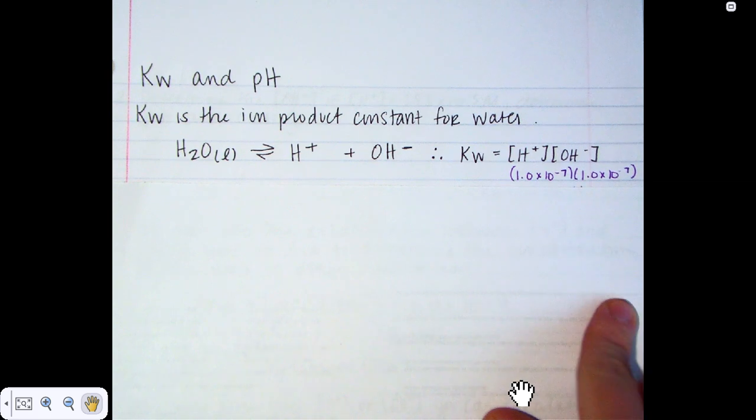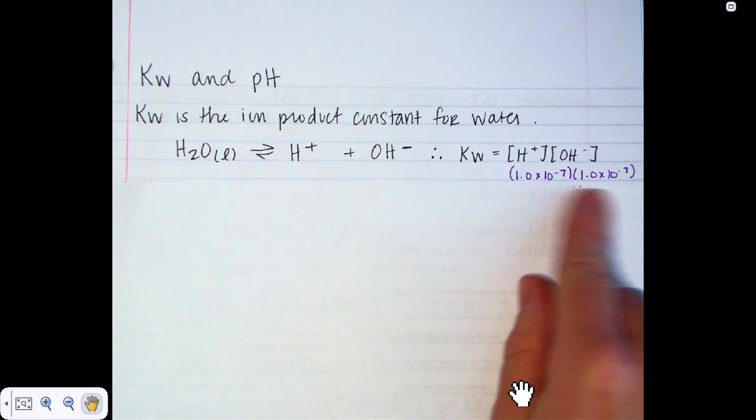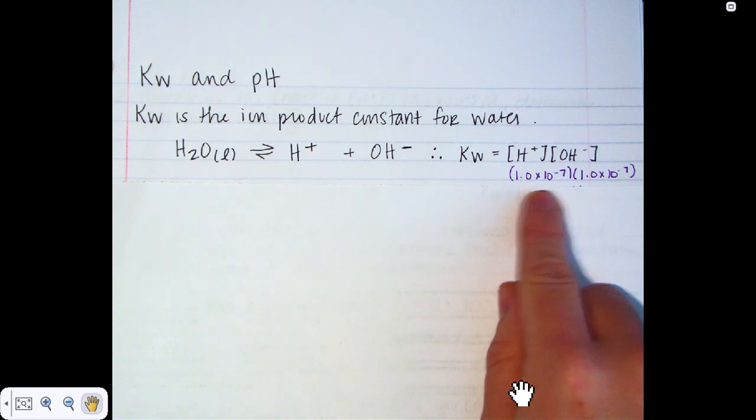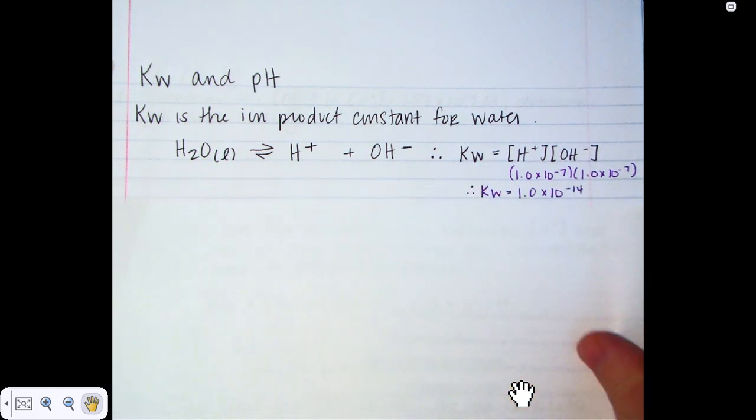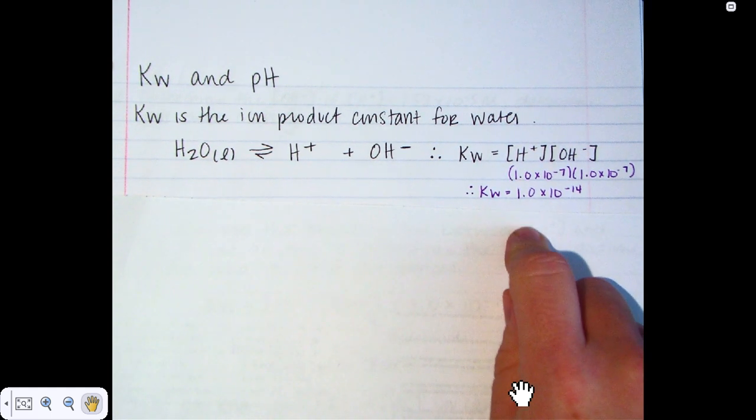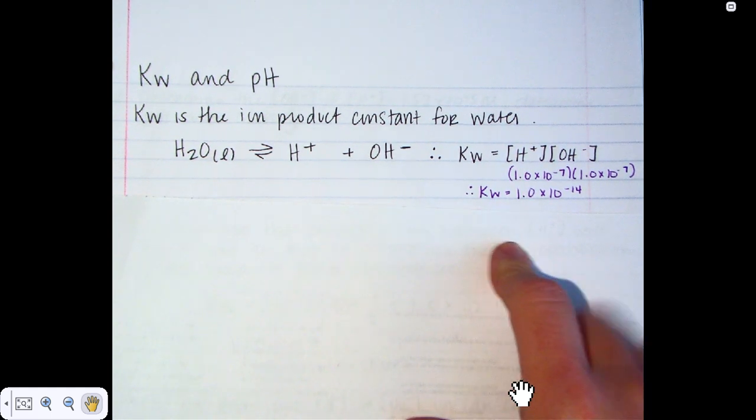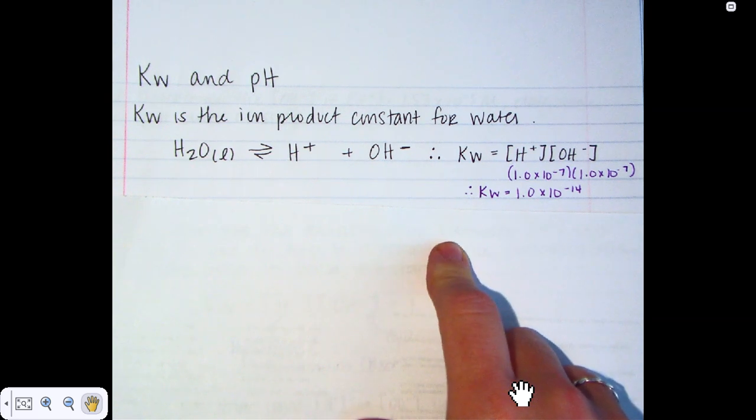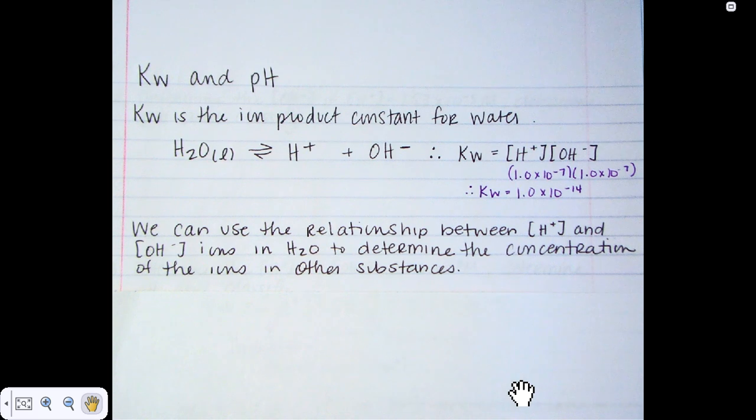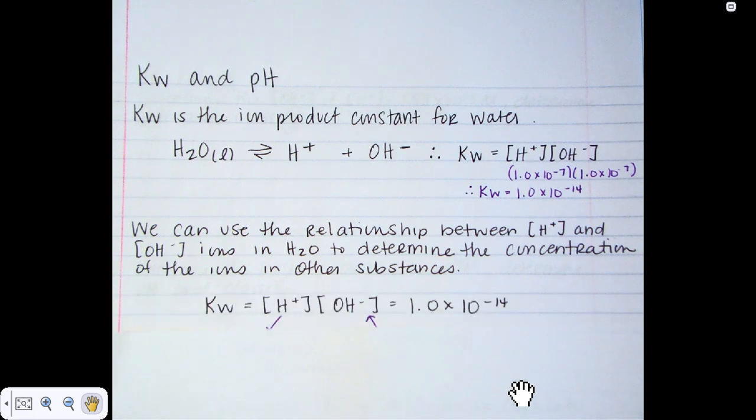So in water, the concentration of the H plus and the OH minus ions are equal, 1.0 times 10 to the minus 7 and 1.0 times 10 to the minus 7. So the actual value of Kw is equal to 1.0 times 10 to the minus 14th. And we can use this relationship between the H plus and the OH minus ions to find the concentrations of those particular ions in another substance by using the value for Kw.